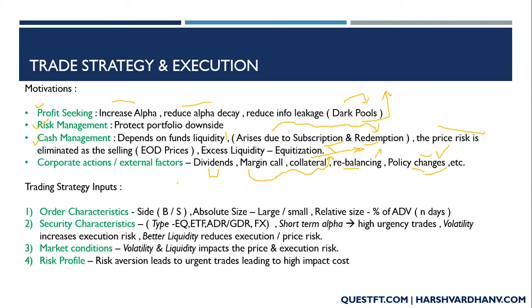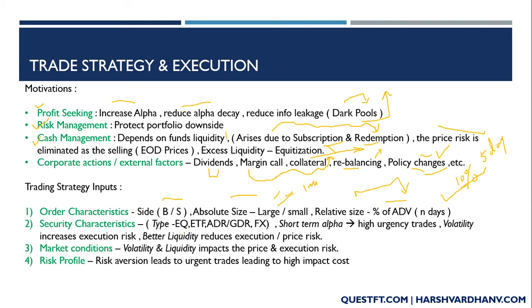What are the inputs that go in as a trading strategy? Obviously, buy or sell side, absolute size, which is a large trade or a small trade, relative size, which is percentage of the average trading volume. So you might take a call that okay, I want to put an order which is 10% of the average trading volume of the last 5 days. So that will be a relative order. And if you want to put an order of say $1 million, that will be an absolute order.